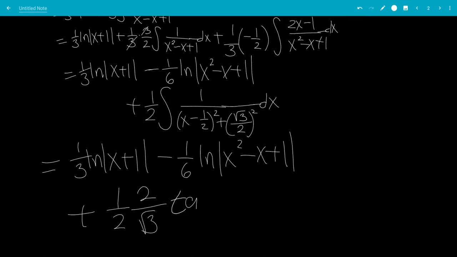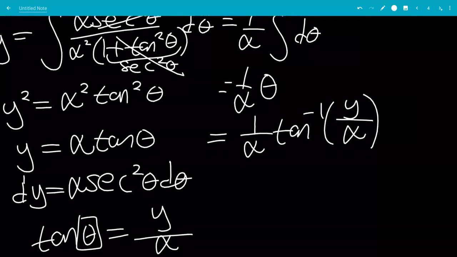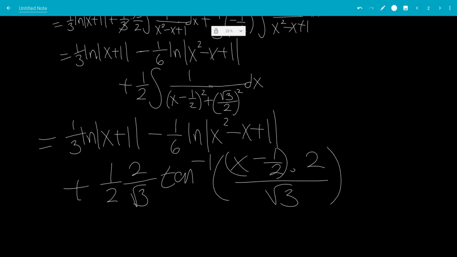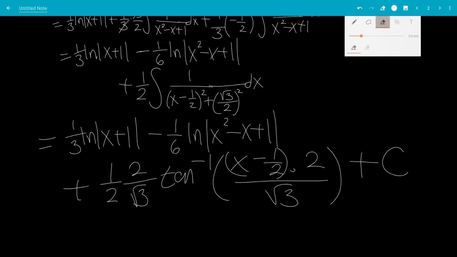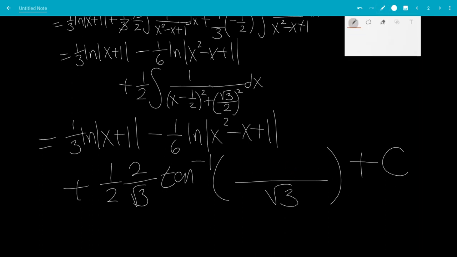Then we have the inverse tangent of, so let's just look again. You have the inverse tangent of y over a. Y in this case is x minus 1/2 because the dx is equal to dy, so this is okay. All over, and then we can multiply by the reciprocal again, which is 2 over the square root of 3. And then we can add c, but first we can just make this look better. 2 times x is 2x. Negative 1/2 times 2 is minus 1. So this is 2x minus 1. So this will look better.